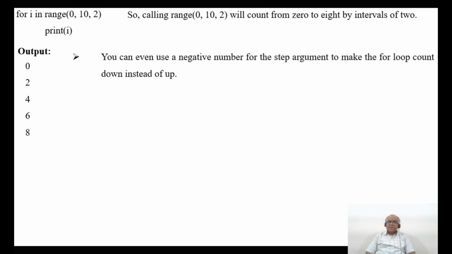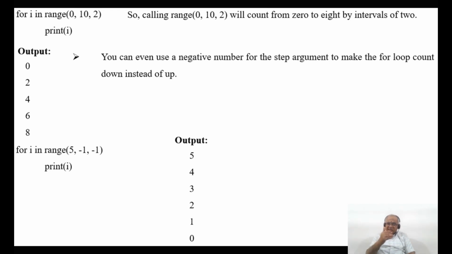You can even use a negative number for the step argument to make the for loop count down instead of up. For example, for i in range(5, -1, -1): print(i). What will be the output? The output will be 5, then 4, 3, 2, 1, 0. You will not get -1 because the stop value is not included. So it is decreasing.